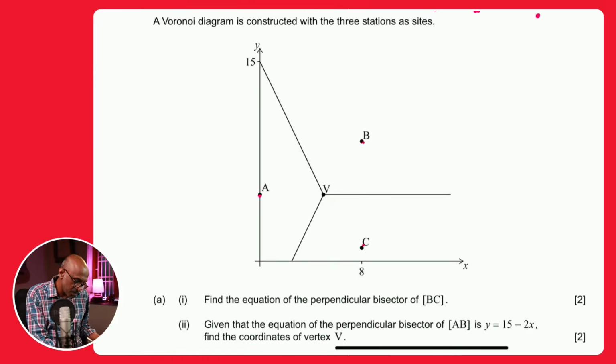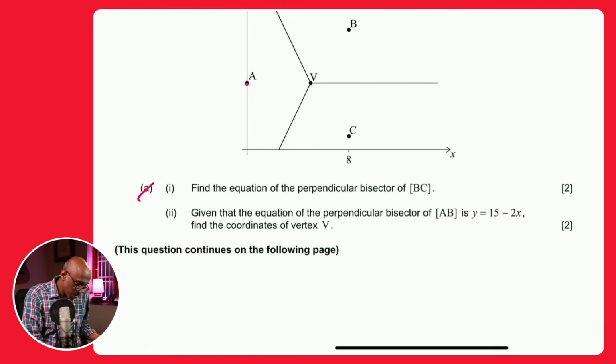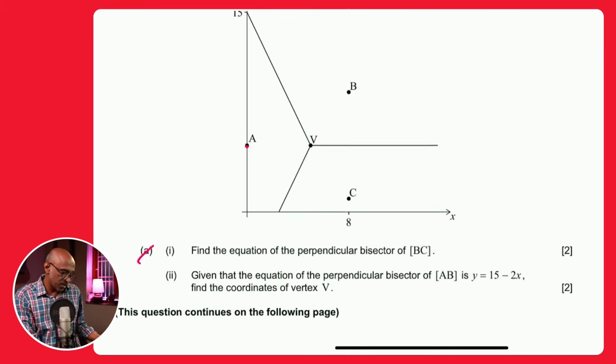And what do we have? A Voronoi diagram is constructed with the 3 stations as sites. So they are the 3 sites there. Question A, part 1. Find the equation of the perpendicular bisector of BC.